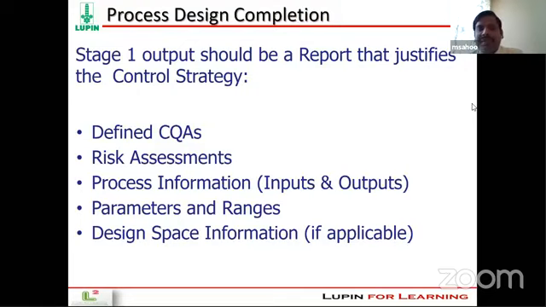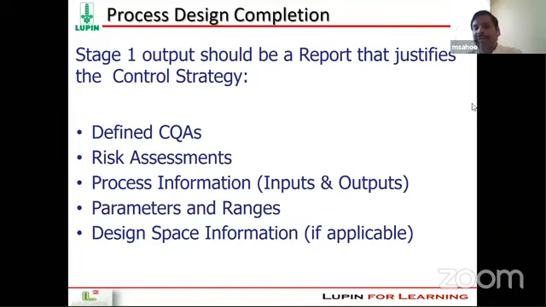So define CQAs, I have already told all this. Risk assessment, again we have told. Process information, input and output, what is going in, what is coming out, we have covered. Parameters and range, as I say, for 30 minutes 15 to 30 degrees centigrade dry. After that, increase by 1 or 2 degrees centigrade for the next 30 minutes, and then reach the temperature of 40 to 50 and maintain it. These are called parameters and range. Of course, some of the attributes, like assays, should be between 95 to 100%. Those also come under the parameters.